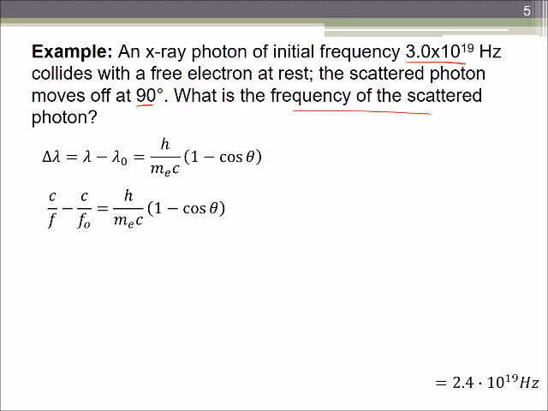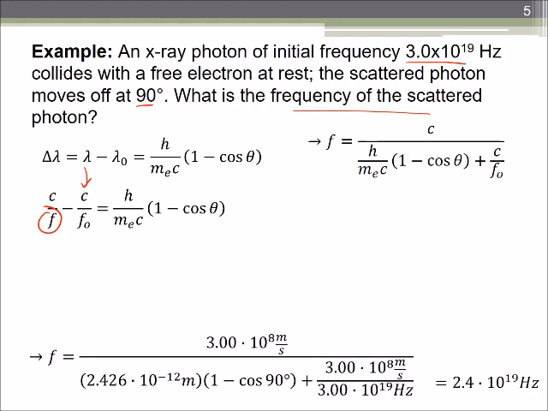So I'm going to change the equation over to frequency base using my wave equation. And then we want to find this new frequency. So I solved that equation for f is equal to c divided by this fun mess. And then we can put the numbers in and find out that we end up with 2.4 times 10 to the 19th hertz as our new frequency. So we shifted down just a little bit. We started at 3 and we ended up with 2.4.